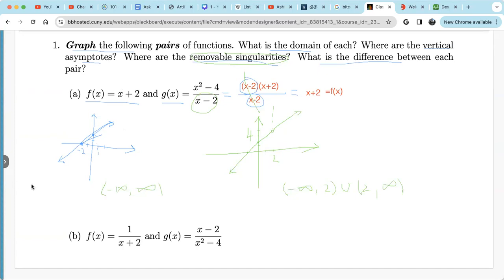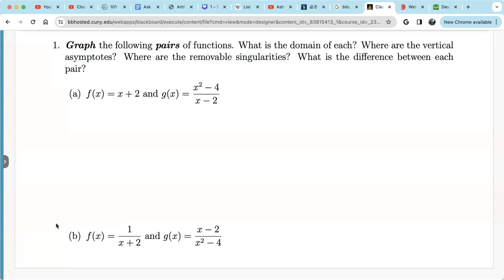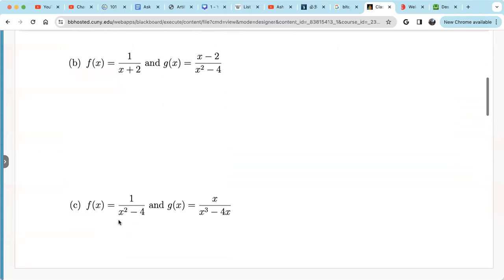Let's see the second one. Let's see B. B will have a rational function.